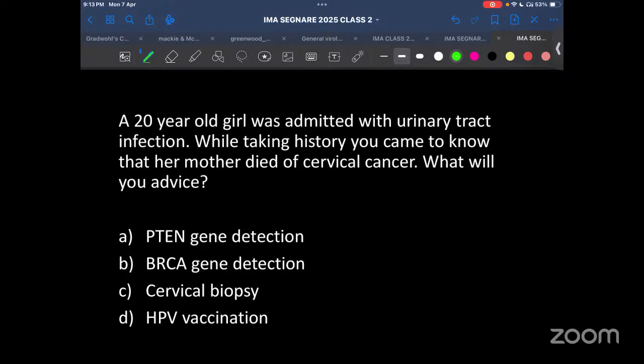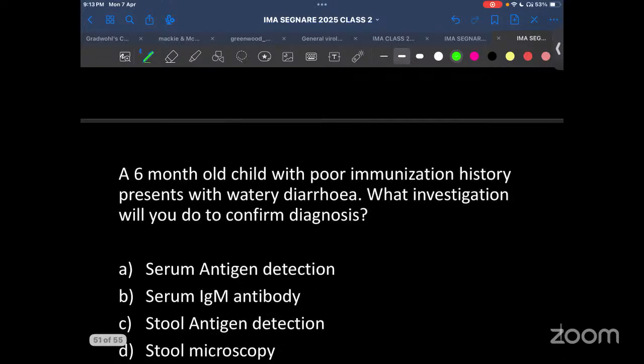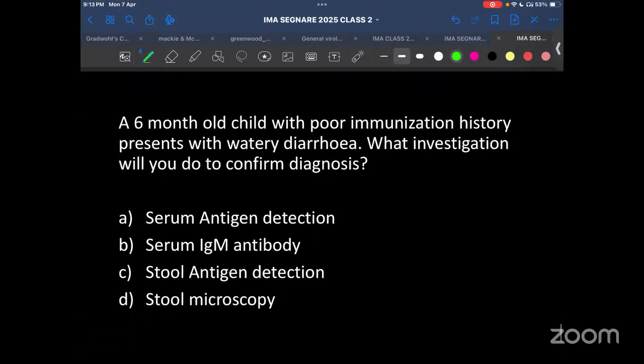See, your advice will be HPV vaccination, nothing else. Go and take HPV vaccination. She is 20-year-old. Now, between 9 and 20-year-old, go and take HPV vaccination. Okay. Now, coming to the next question.